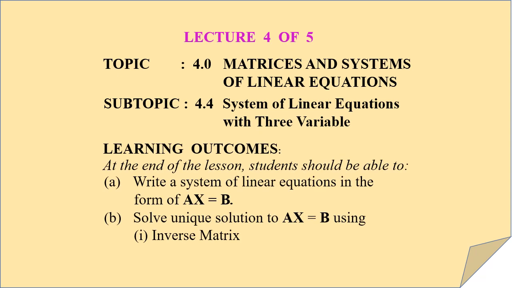Okay, so the learning outcome for this lesson, at the end of the lesson, students should be able to write a system of linear equation. You have to know how to write a system of linear equation in the form of AX equal to B. This is in matrix form. So matrix A multiplied with matrix X is equal to matrix B.